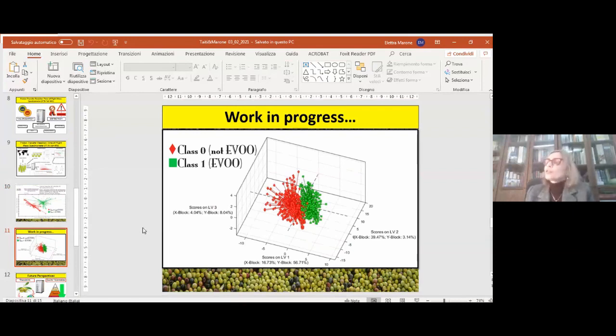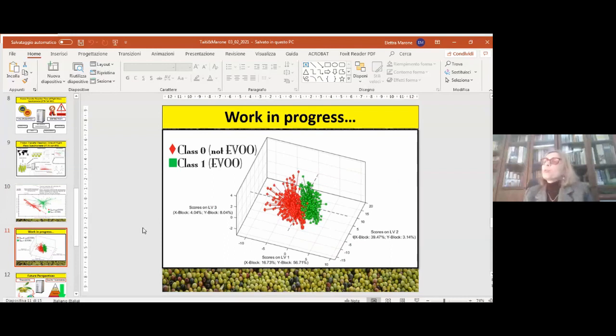And it is for this purpose that since 2015, we started to build this database, which to date includes almost 800 samples evaluated both from an instrumental and sensory point of view.